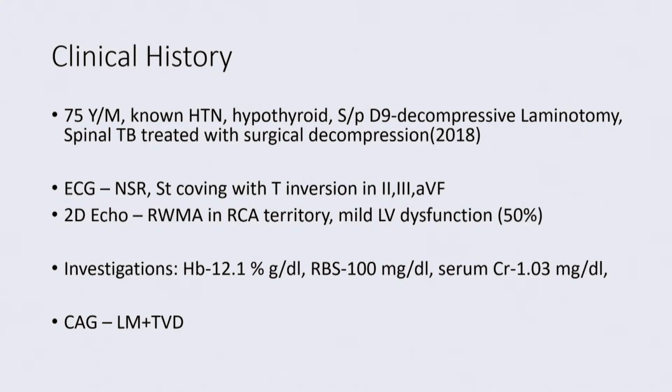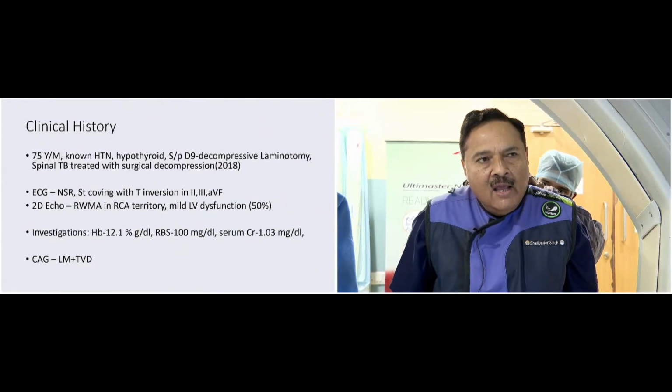You can talk, sir. A 25-year-old patient presented with unstable angina, and his ECG showed some T inversions in 2, 3 and AVF, and 2D echo showed mild LV dysfunction with ejection fraction around 50%. When we did the angiogram, there was disease in the LM, mid LAD, ostial LCX, and RCA.